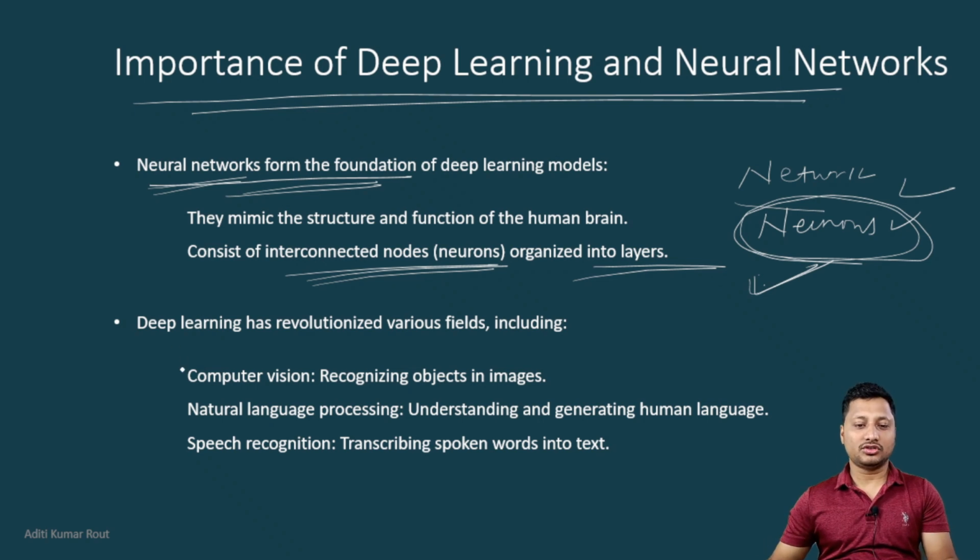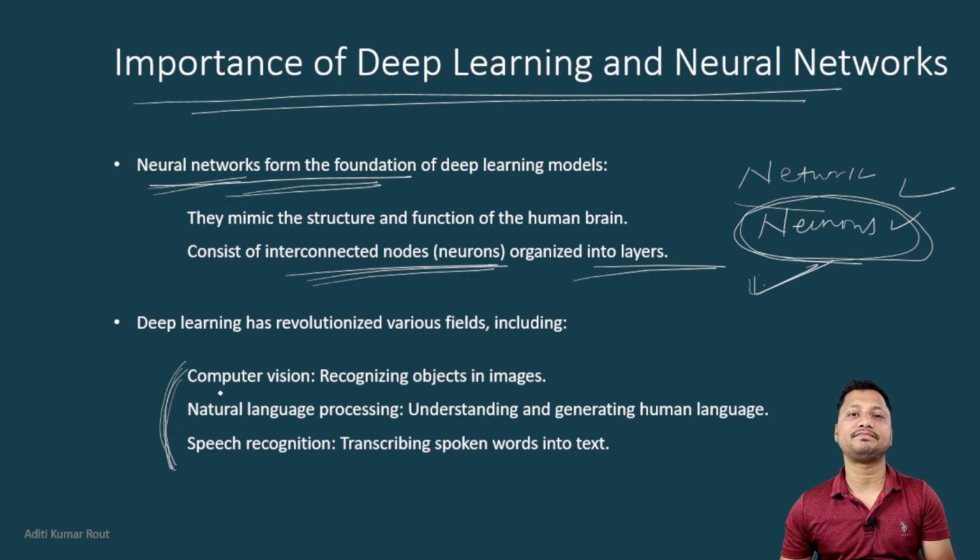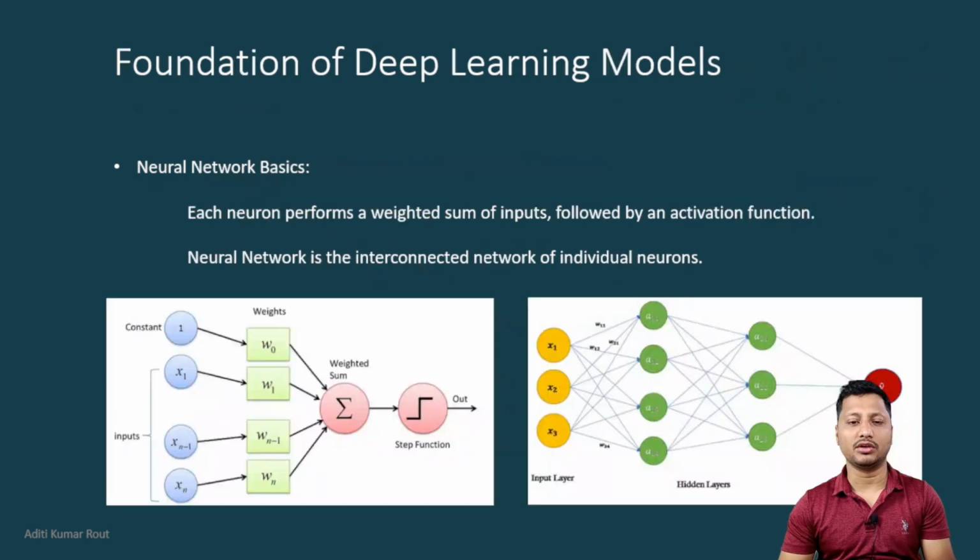Some examples of very complex problem statements where we use deep learning are computer vision, natural language processing, and speech recognition. These are complex scenarios where our classical machine learning model might fail. These are the areas where deep learning models, or neural network implementations, are ideal for solving our problems. Let's deep dive further into the foundations of the neural network and the neuron.